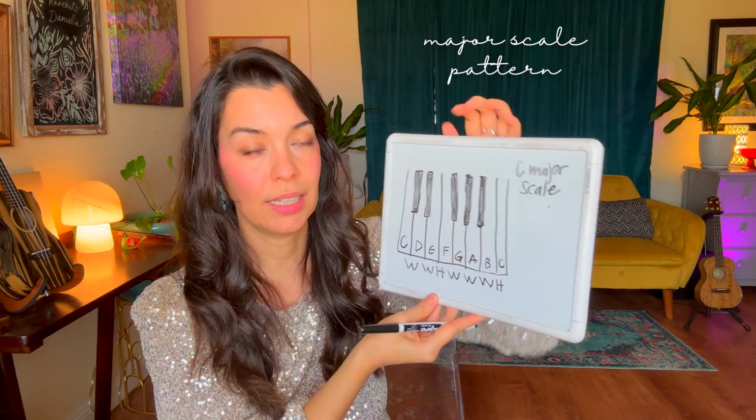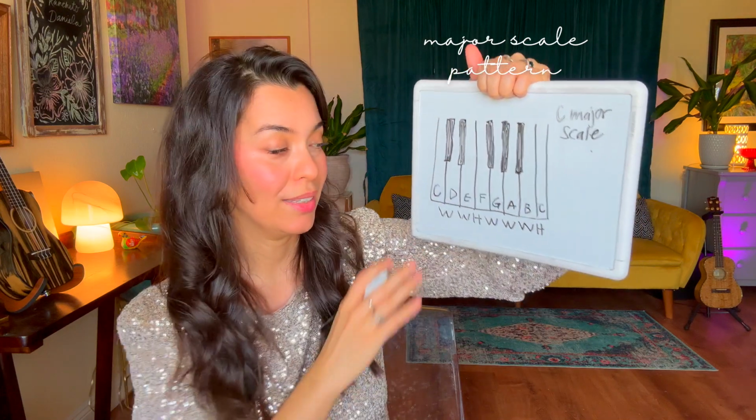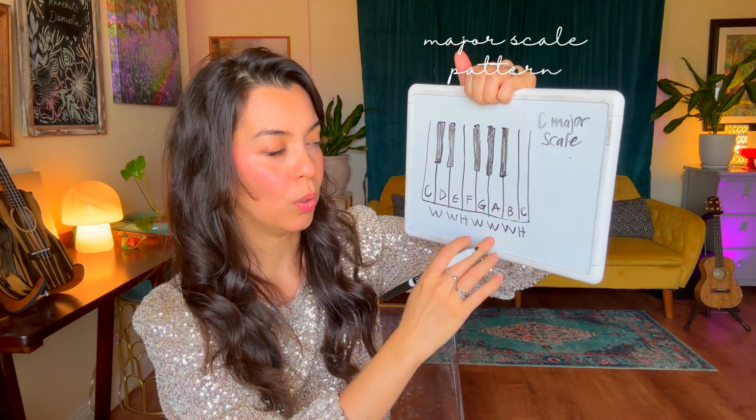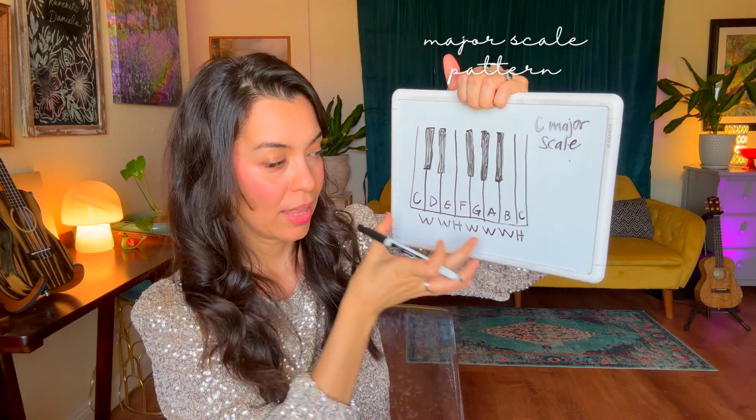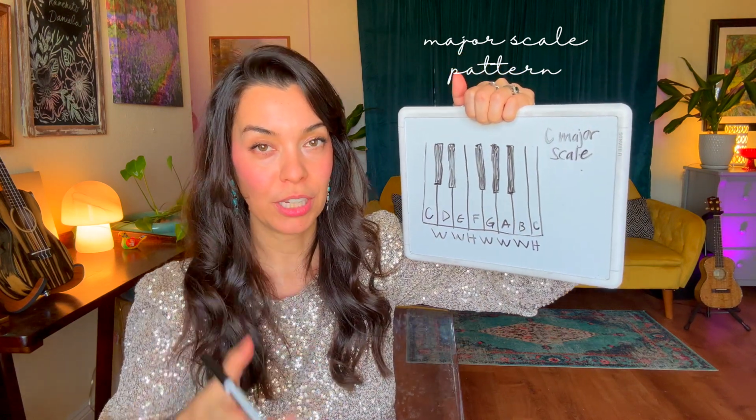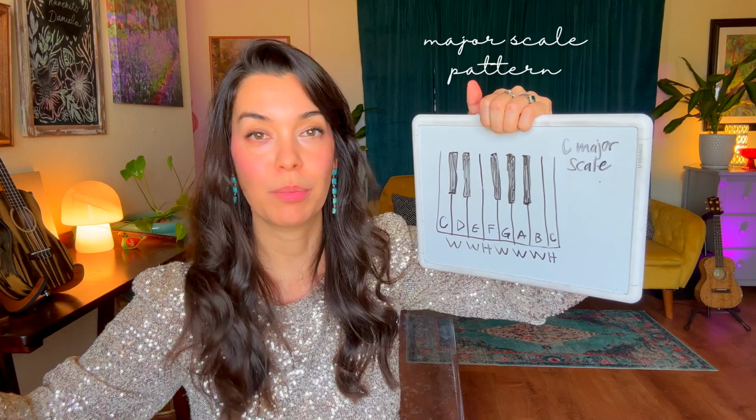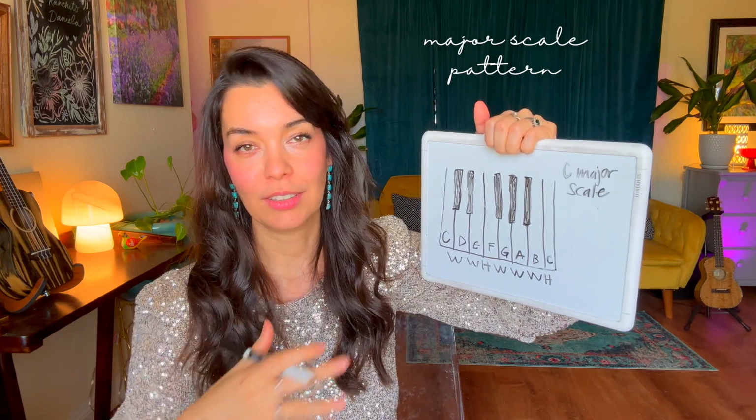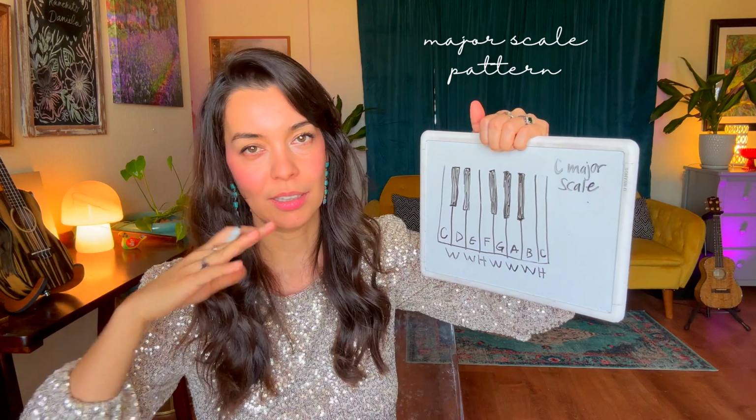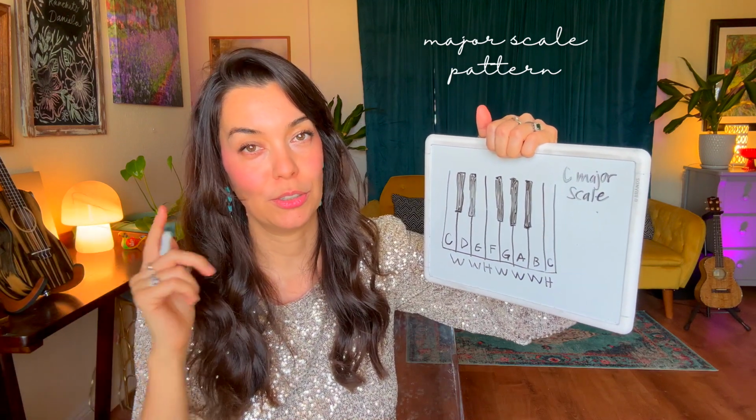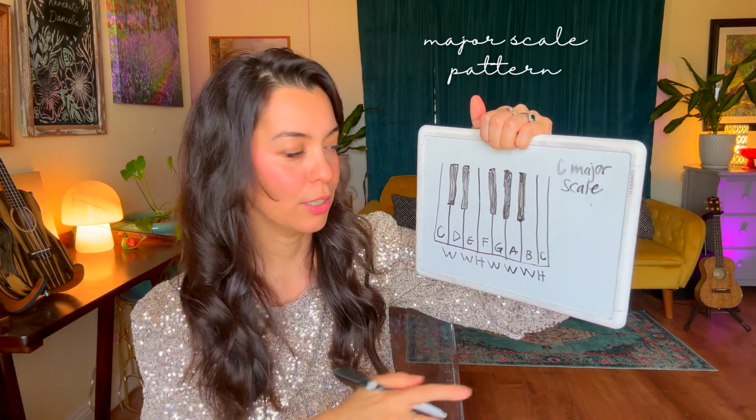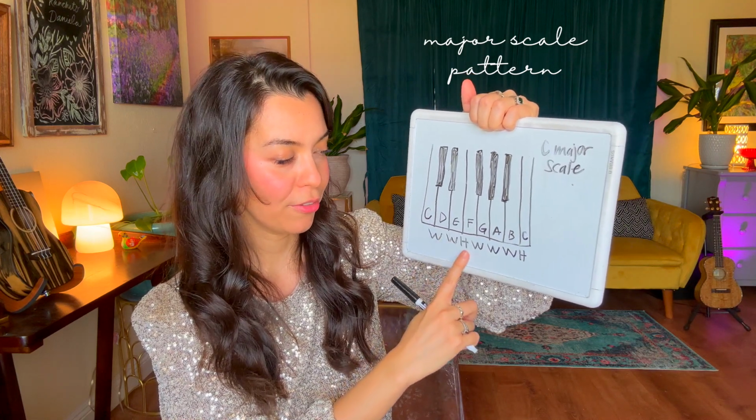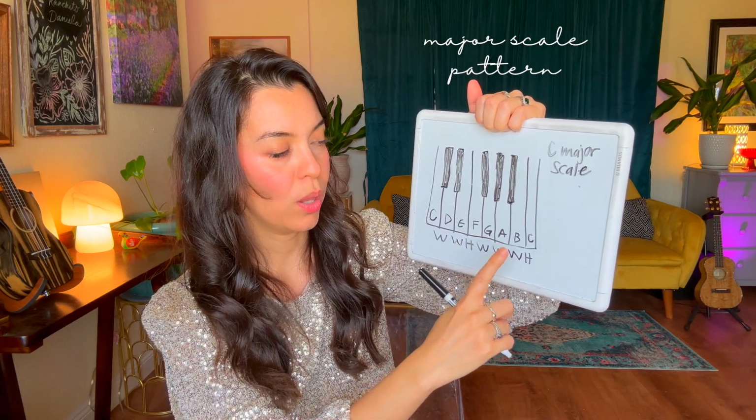So for today's lesson, I would like you to memorize this pattern. Whole, whole, half, whole, whole, whole, half. This pattern is going to be our foundation for learning all of the major scales that we will need. And learning your scales is going to be great for learning chords and other things in the future, especially our circle of fifths. But it all starts with memorizing this pattern. So whole, whole, half, whole, whole, whole, half.